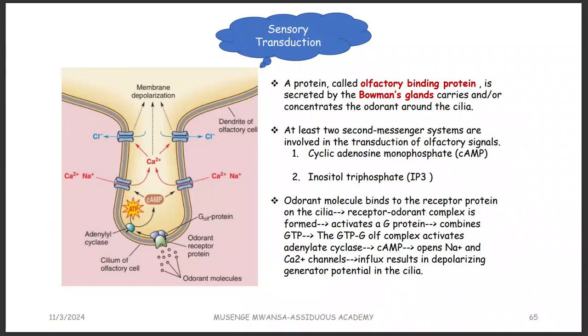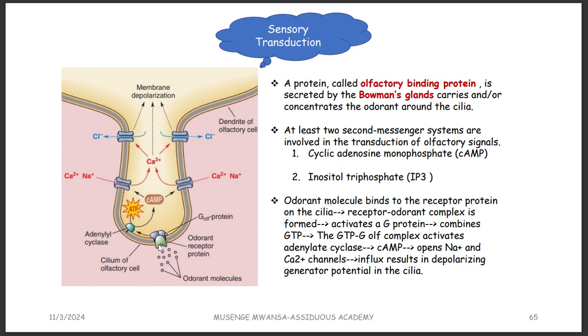So in our nose, we know we have the olfactory epithelium that has different types of cells. And what's happening is that we have Bowman's gland, which releases the olfactory binding protein, which concentrates the odor. And so when this odorant attaches to the receptors, it is going to activate.